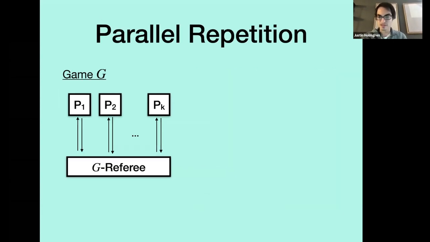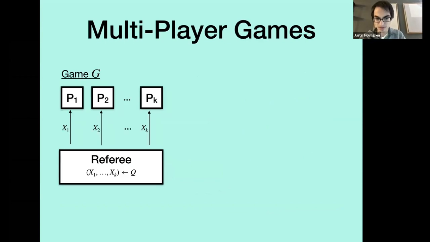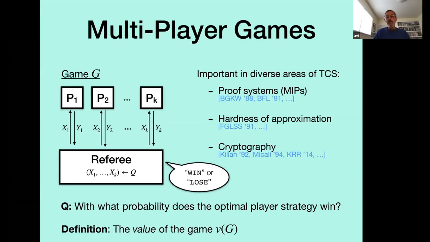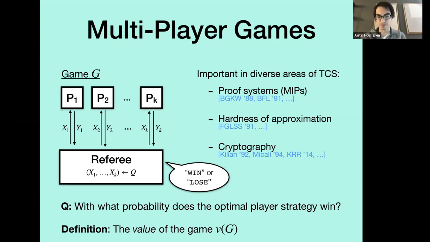And there's this transformation that you can do to a game if you're trying to amplify its hardness. Justin, a question about the previous slide. Yeah, so the referee is just a function from what he sees to win or lose. Yes, it's a function, and when you say a game, you really refer to this function and a distribution of queries. The value of the game is the probability that they all win if they use the optimal strategy.